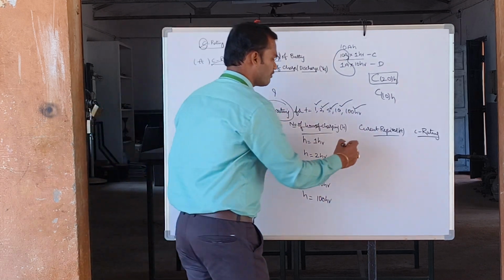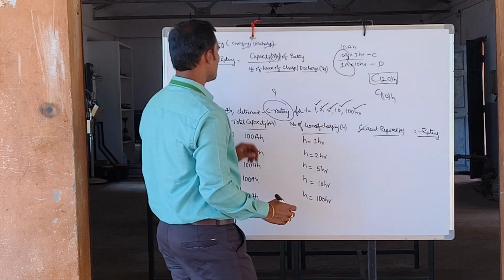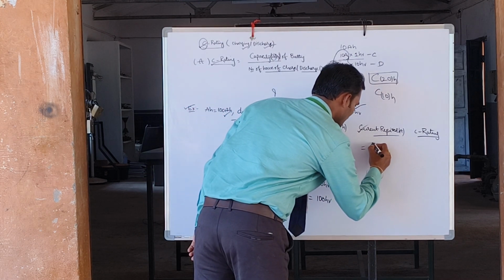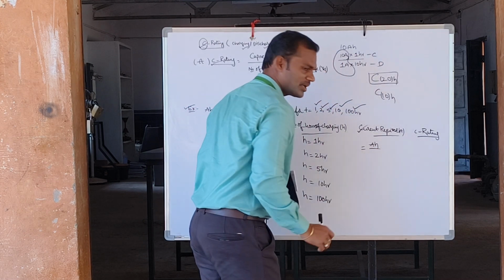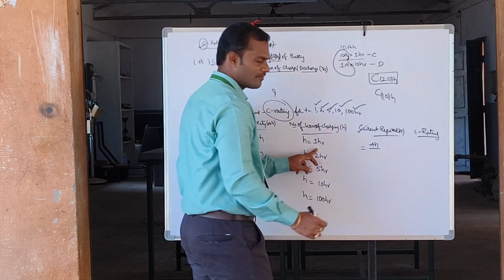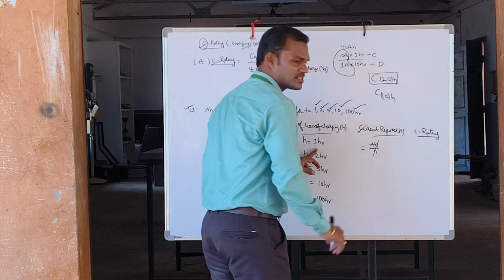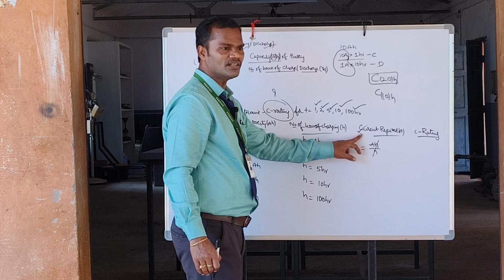So let's try to identify the current rating of a battery. How to identify the current rating of a battery? The current rating of a battery is nothing but what? Ampere hour rated divided by hour. So hour will get cancelled out. Then automatically you are going to get C rate or current required.